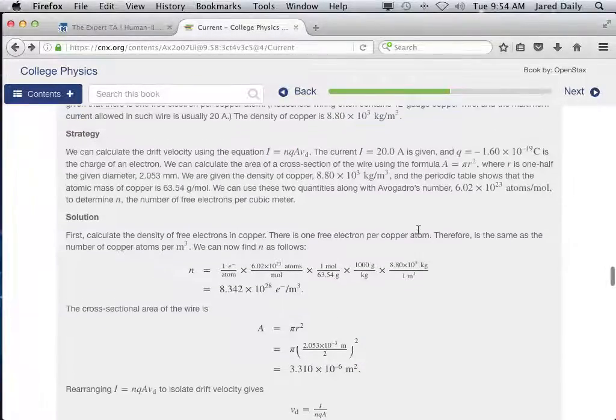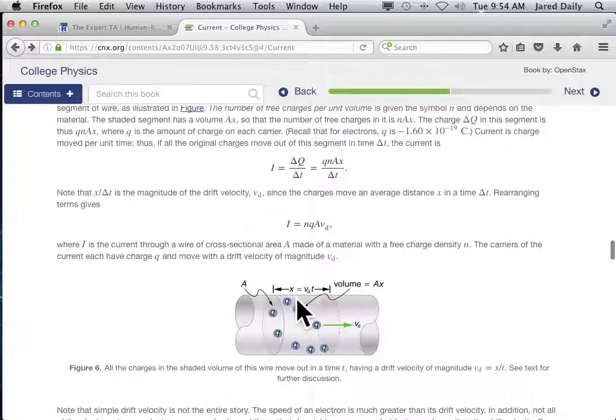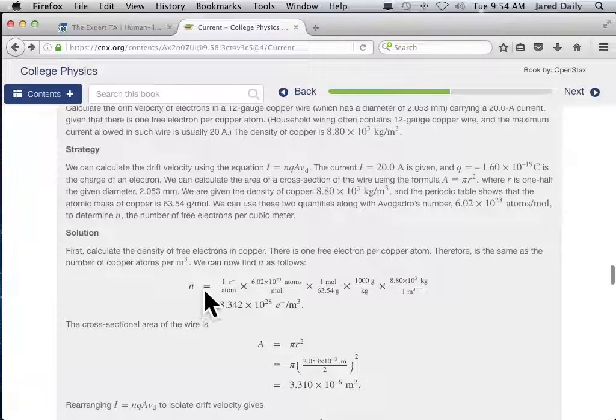I want to go over again this calculation of n and what it means. If we go back to this picture, n is the number of charges in this volume that we've created, right? So n is the charge density. It's the number of charges per volume. That's why when we did this, we were doing 1 electron per atom, and we were converting that to number of electrons per meter cubed. We got 8.3 times 10 to the 28 electrons per meter cubed.